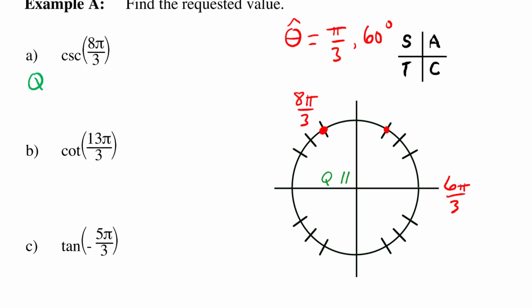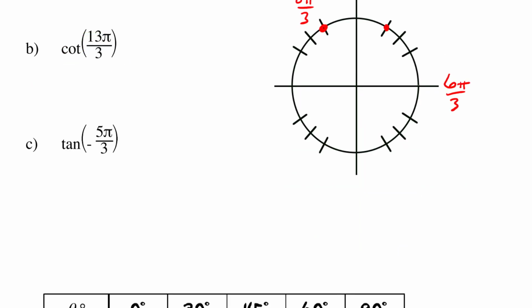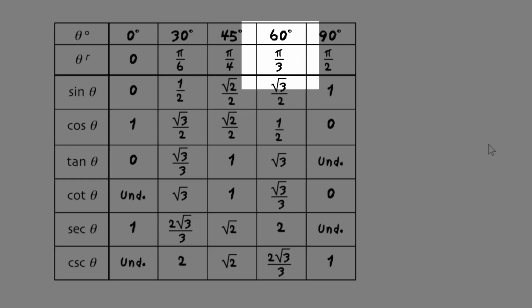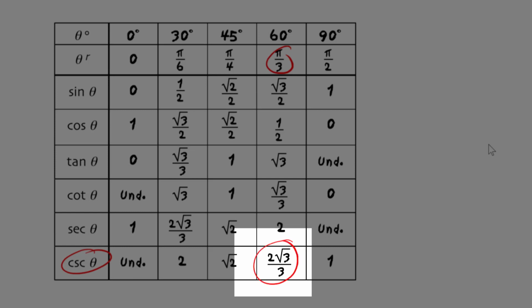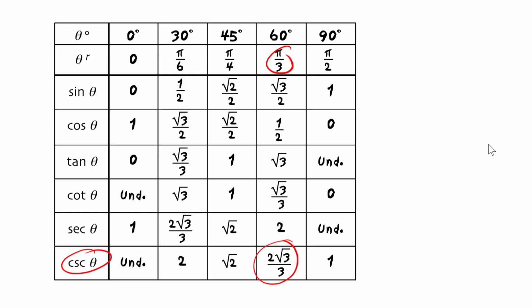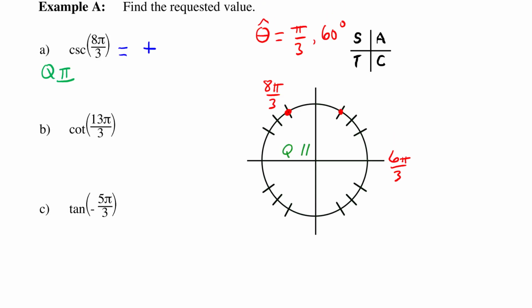So for part A, where cosecant of 8 pi over 3 is in quadrant 2, the cosecant, first of all, is positive. But what about the pi over 3 value? Well, the pi over 3 value for cosecant is 2 square root of 3 over 3. So we include that value now, 2 radical 3 over 3, and we have the trig value that we're trying to find, positive 2 radical 3 over 3.